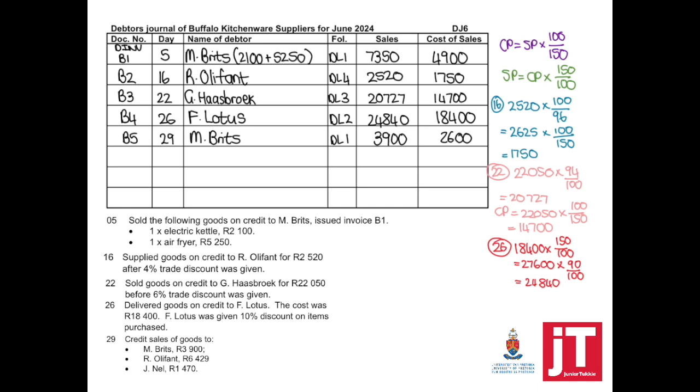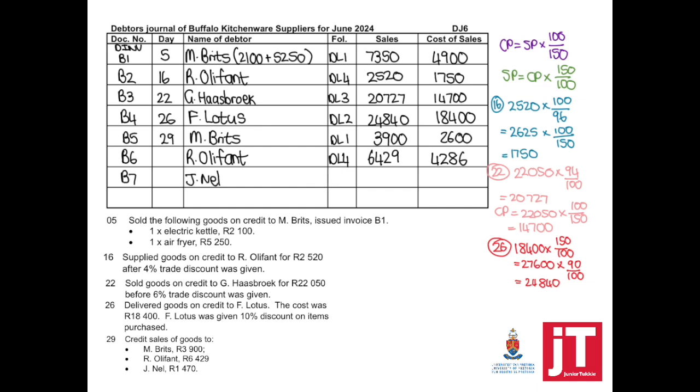On the same day, source document number B6, Olifant purchase from us, the selling price, $6,429, and the cost, $4,286. This must be posted to his individual account.